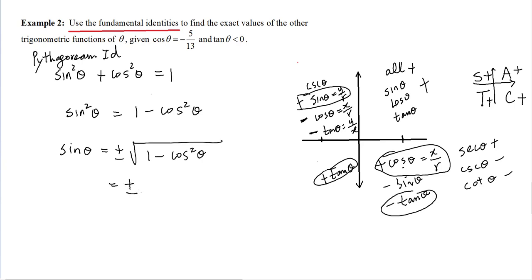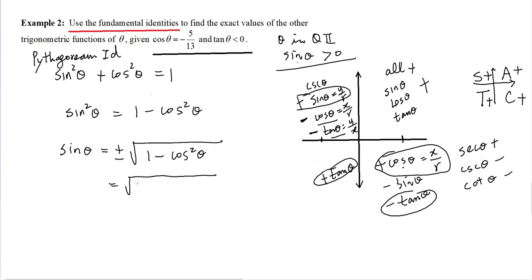Now, plus or minus, but since sine theta has to be positive in quadrant 2, we determine that. Since cosine and tangent are both negative, we determine that theta should be in quadrant 2, because that's where cosine and tangent are both negative. In quadrant 2, sine is positive. Don't forget, sine theta should be positive in quadrant 2, so I'm dropping the negative sign. So sine theta should be equal to the positive square root of 1 minus cosine squared theta.